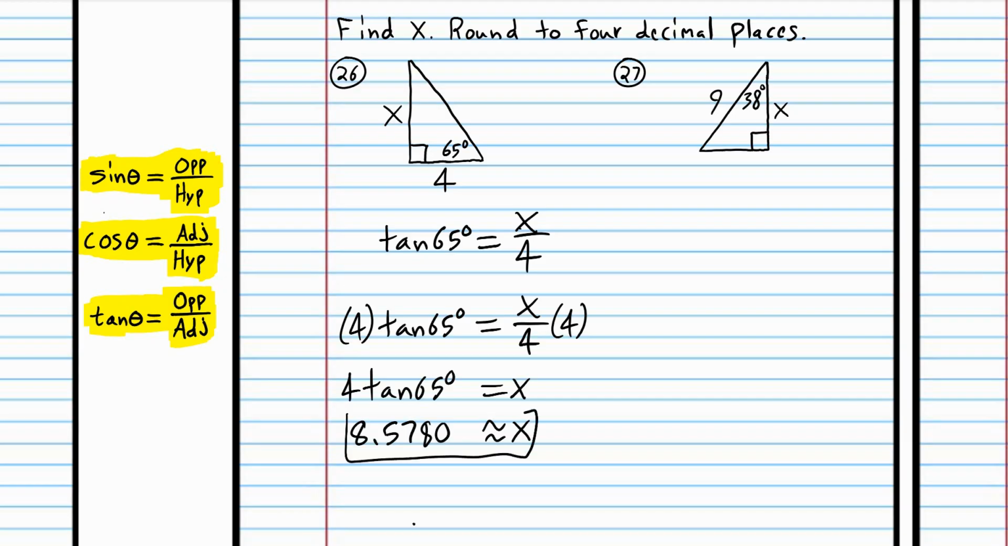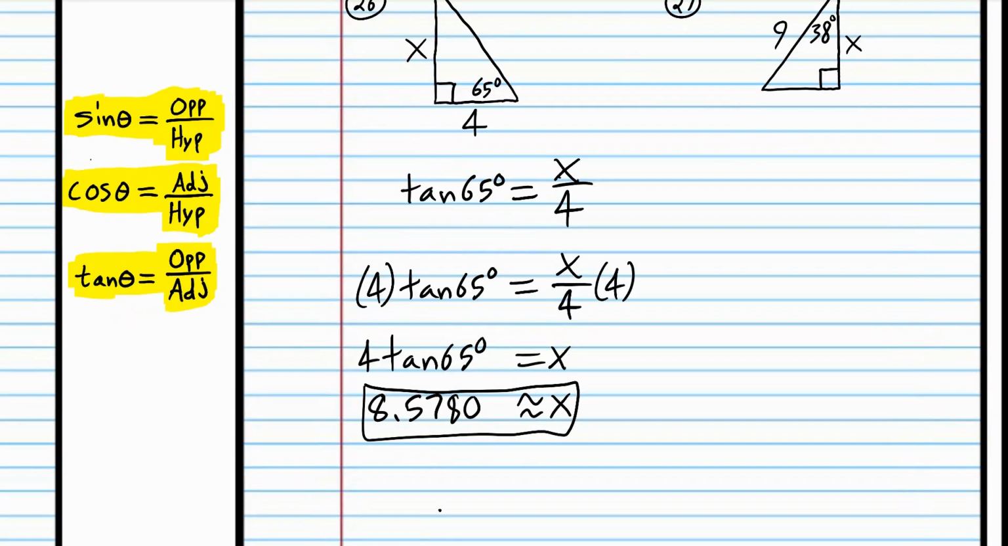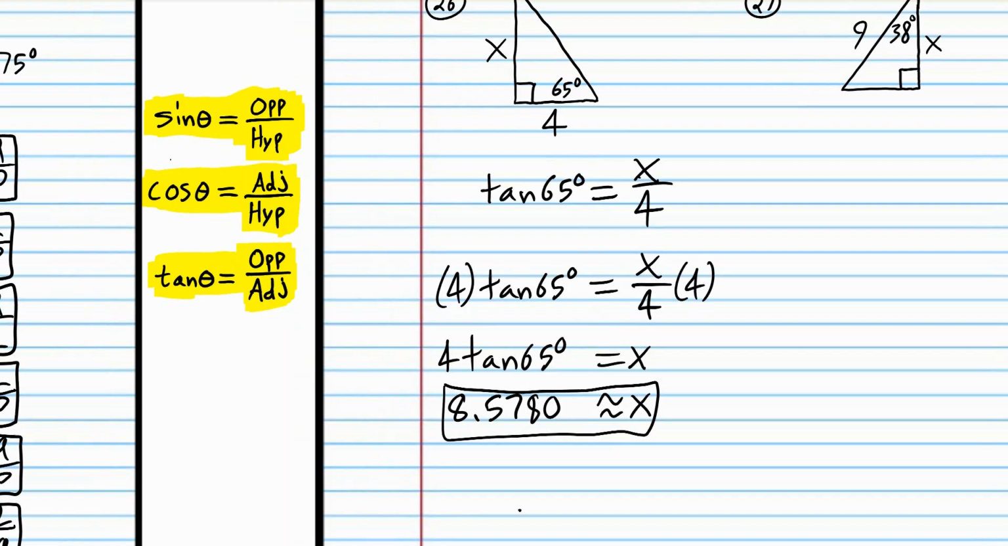We don't really need that 0, but we can just write it there. It's important to understand that if you're using an Android phone, you might have to plug in the 4 first, then push the tan button, then 65. So it's different depending on what calculator you're using.